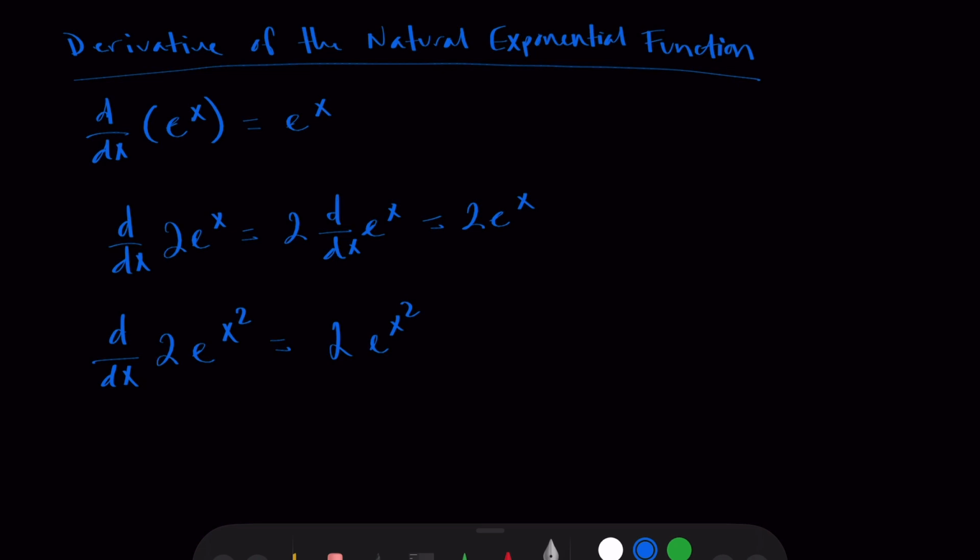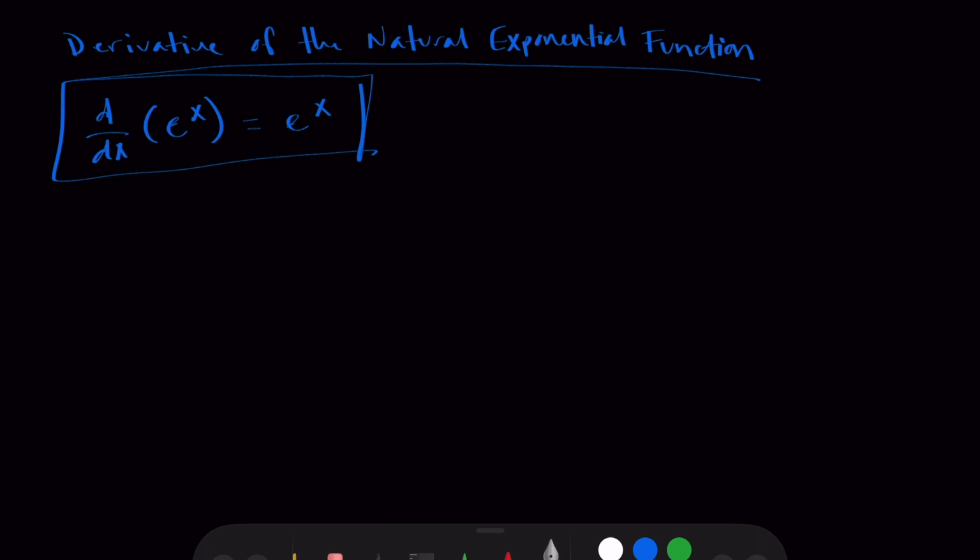So that's why I don't really like to use this rule, because sometimes we are given a different exponent other than x. So the rule that I want you guys to really copy down is the following. Even though this rule works, it's too general. So let's write a new rule.